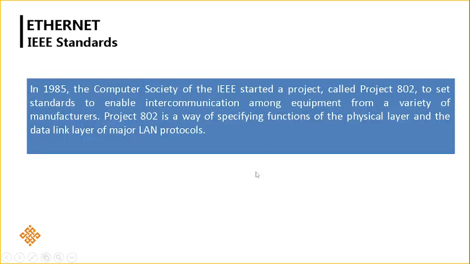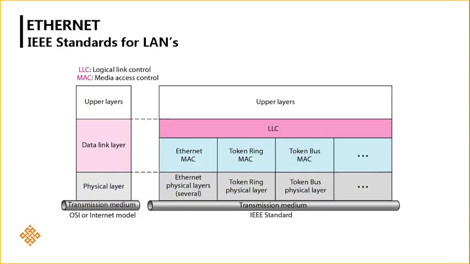In 1985, a society known as IEEE started a project known as the IEEE 802 project, and there they specified a number of specifications and functionalities for various protocols in the physical and data link layer. This is a small comparison between the OSI model and how the IEEE standards are made. However, I will make another video in depth on this topic.